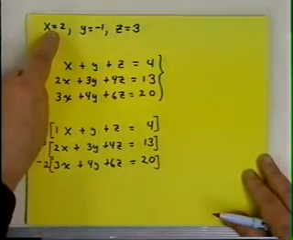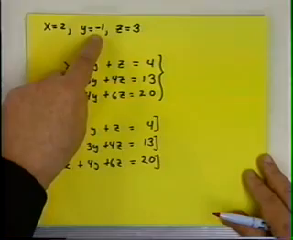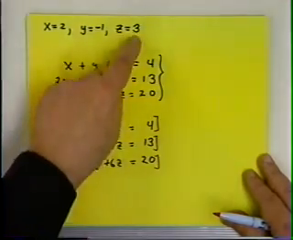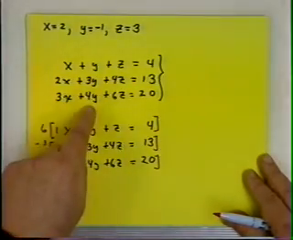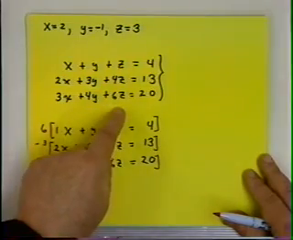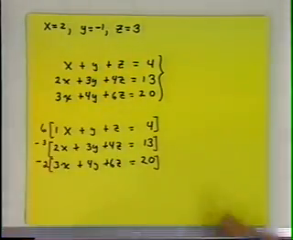For example, 3 times 2 is 6. 4 times negative 1 is negative 4. 6 times 3 is 18. 6 plus negative 4 is 2, plus 18 is 20. So here are these three conditions.